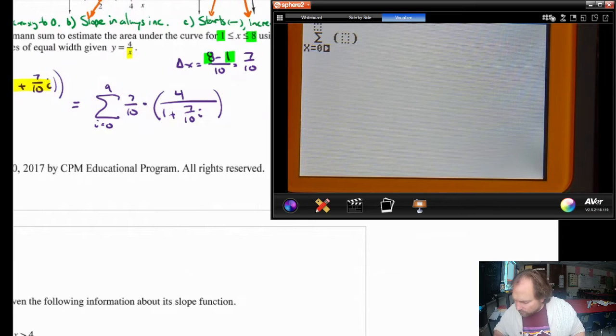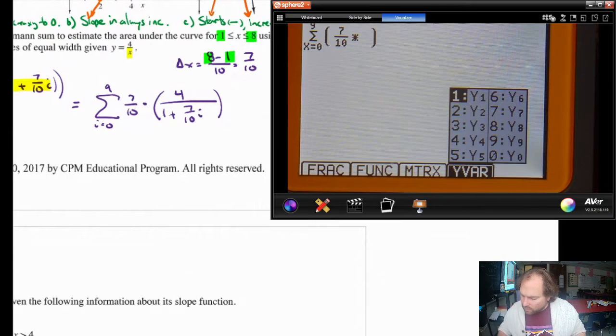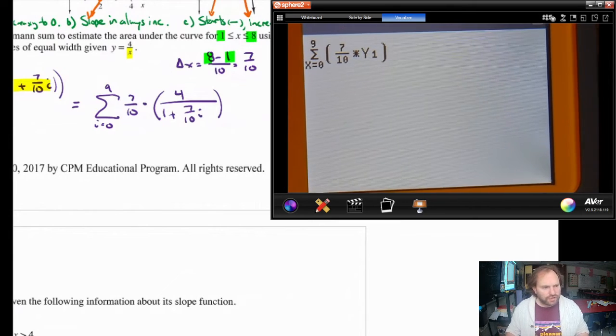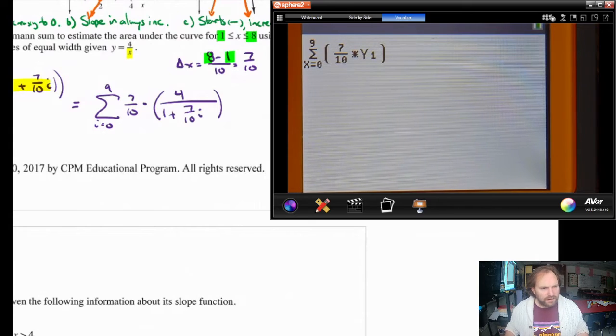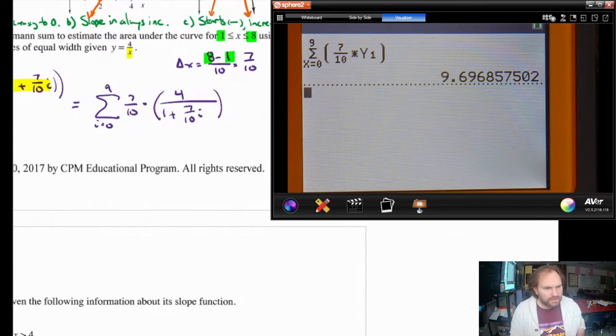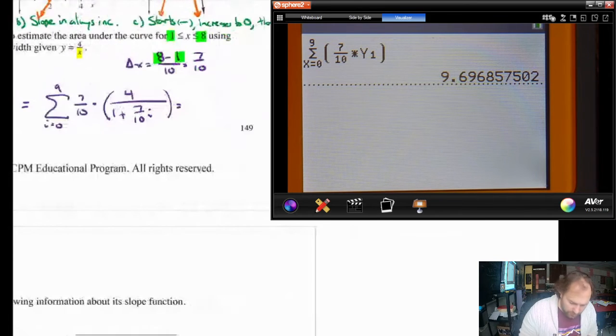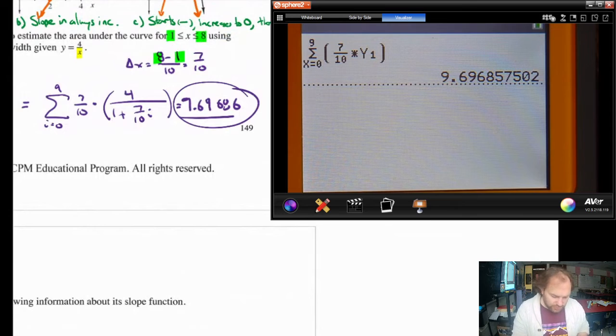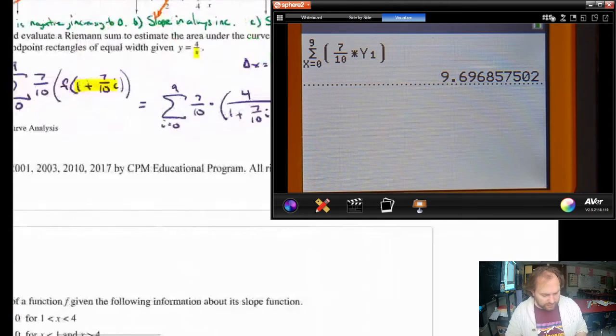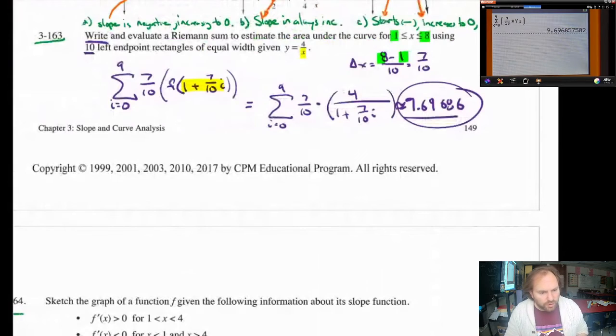I'm going to go from x equals 0 to 9. Inside here, I'm going to push alpha x to bring up a fraction and make 7/10. I'm going to multiply, whoops, not down there. I'm going to multiply 7/10 times y1, since we programmed our function in there. And that should match about what I've got written down in pen. And this answer will take a second to calculate. It's going to be about 9.69685, which is perfectly good for me. I'm going to call this problem good, 9.69686 or so. I should technically put an approximately equal sign there, but that's okay. Let's get calculator cam out of the way. Let's do some more problems.